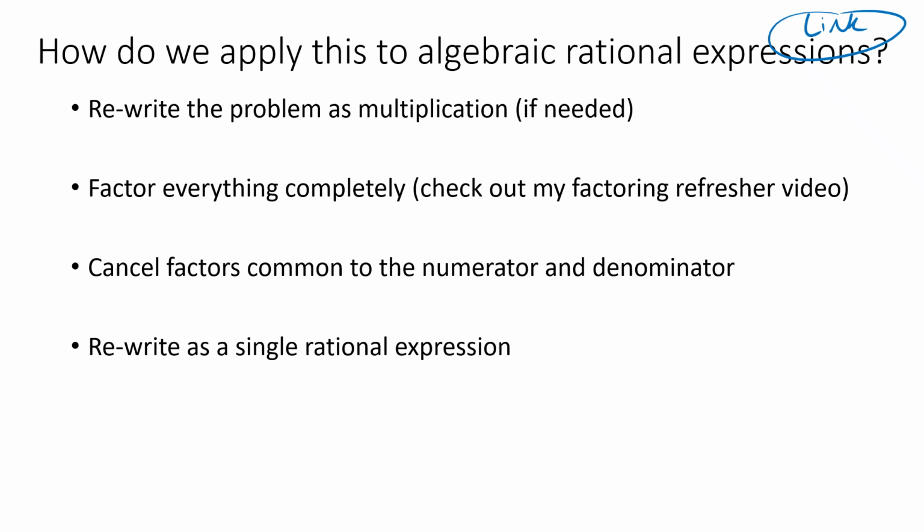Cancel factors common to the numerator and denominator. And again, I would cancel before I did any kind of multiplication. Just find anything in the numerator that can cancel with anything in the denominator, and it's all good. And then rewrite it as a single rational expression. In other words, then multiply. So you're going to multiply it together and it's going to become one rational expression.